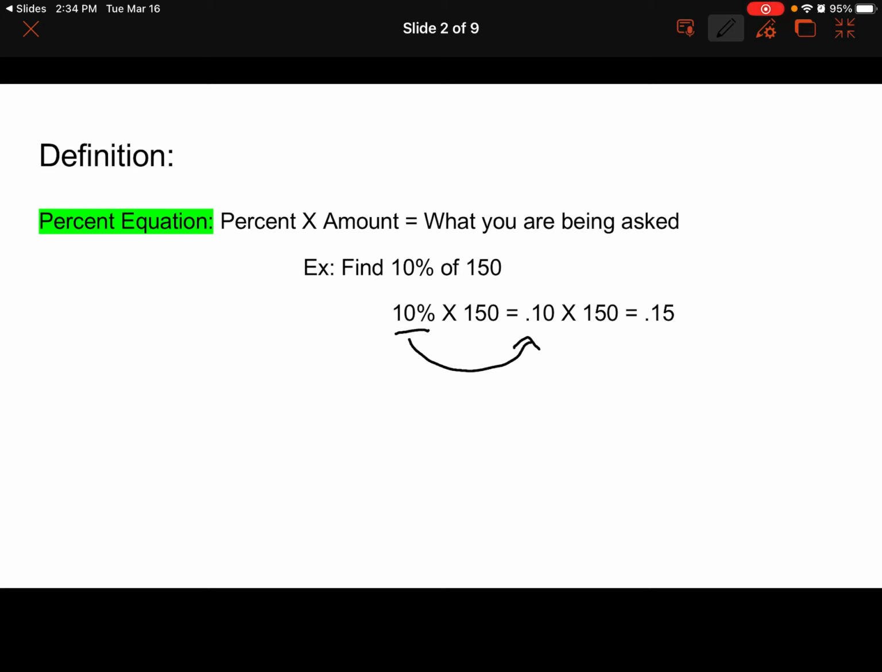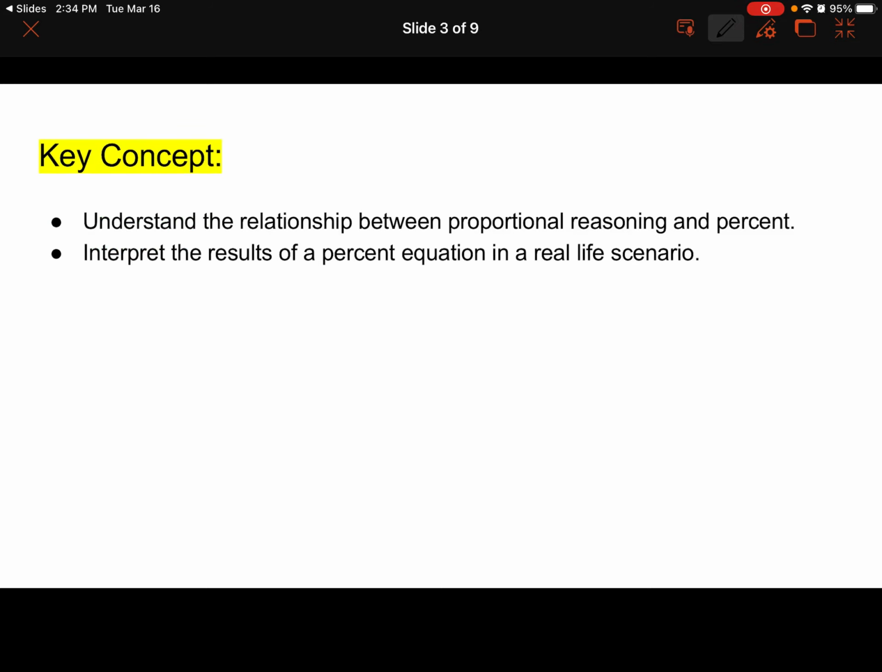Now this is probably something that we've been doing a lot in the past, however we're just putting a name to it now. What is that form we've been using? Well, now we're going to call it the percent equation. That's our key concept today.